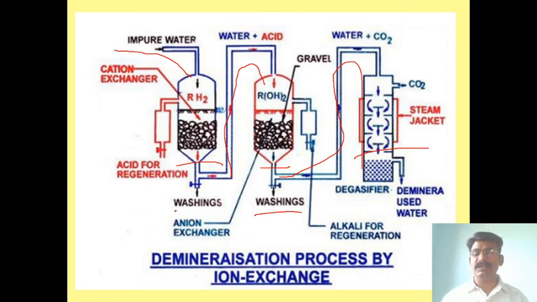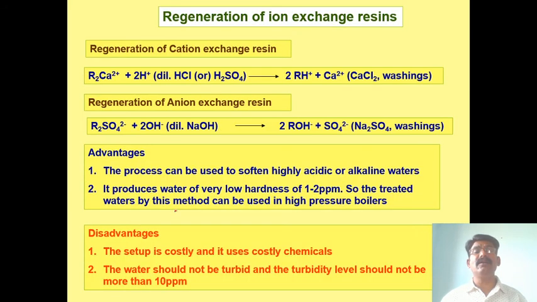And what are the chemical equations involved for regeneration? This is very, very important. You have to write the chemical reactions. For regeneration of the cation exchange resin, when the cation resin R2Ca reacts with dilute HCl, the dilute acid containing the H plus ion from H2SO4 or HCl, it forms 2 moles of RH plus. This is the reaction. And the calcium reacts with the Cl minus or sulfate, and calcium chloride or calcium sulfate will form.